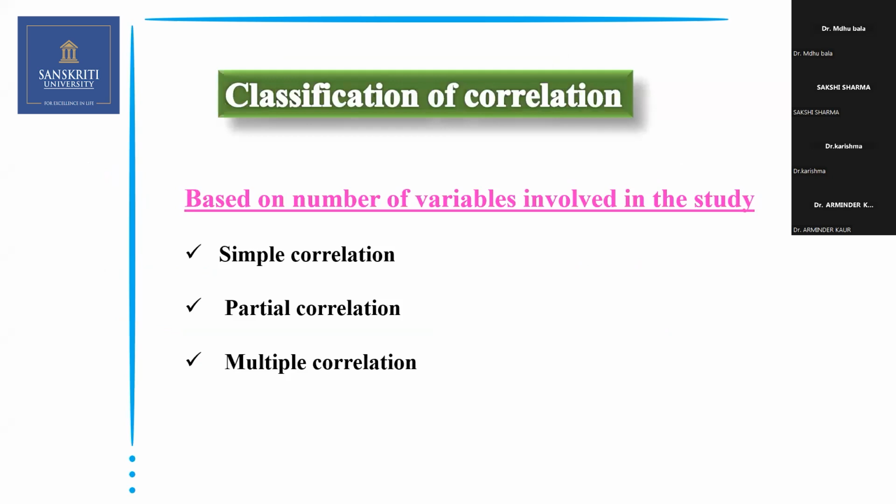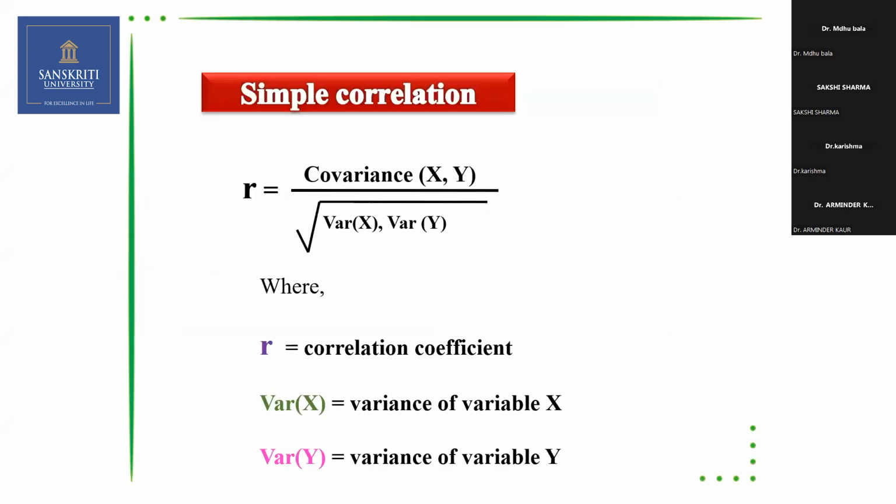Then there are different types of correlation. One is simple, then partial and multiple correlation. I'm talking only about simple correlation in this session. This is the formula. Please don't worry about the formula. It is the covariance between the two variables divided by their standard deviations. The sign depends on the covariance.